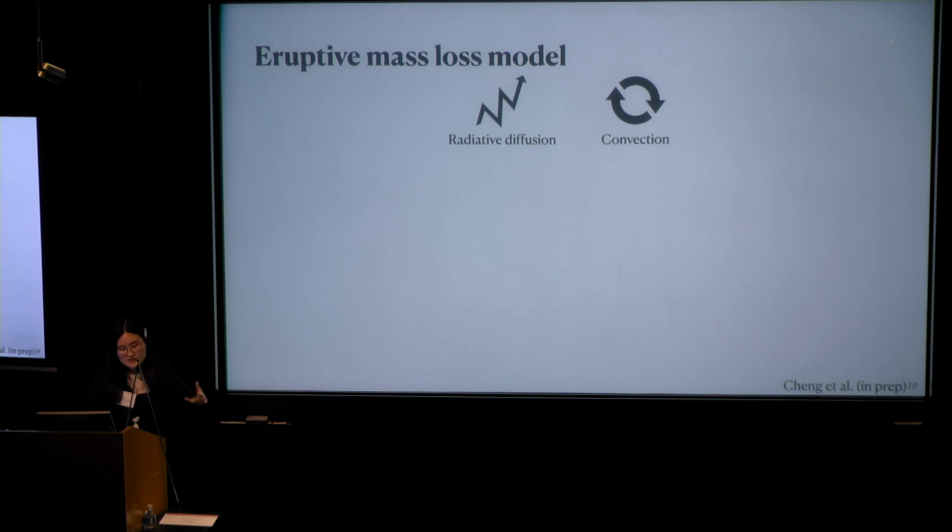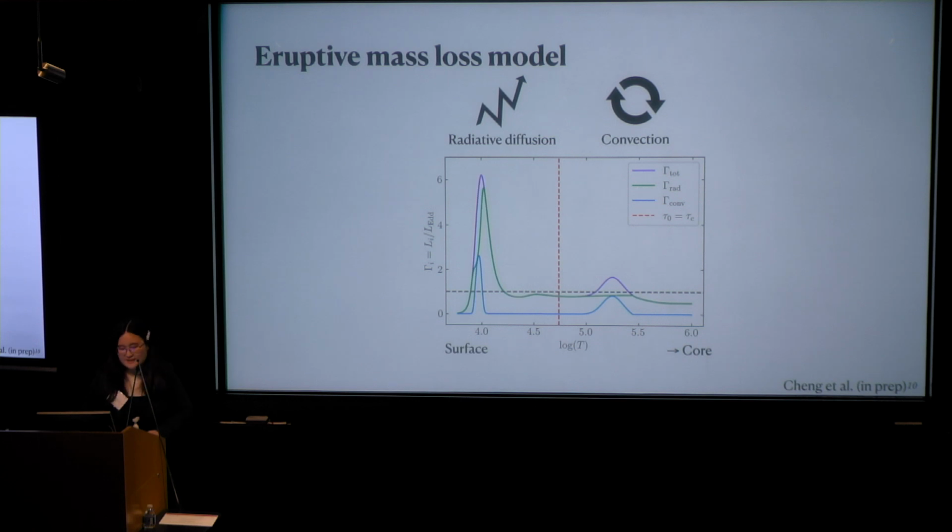Convection tends to trap things. Radiative diffusion gives things a chance to make it outside of the star. So if we want mass loss, radiative diffusion is what must carry our energy. Now I show a plot. We're going to break it down slowly.